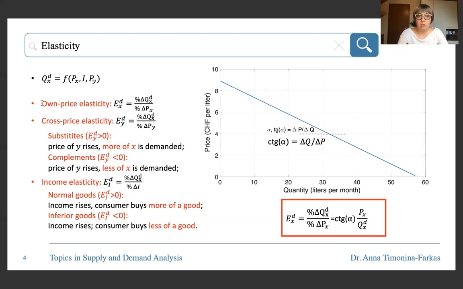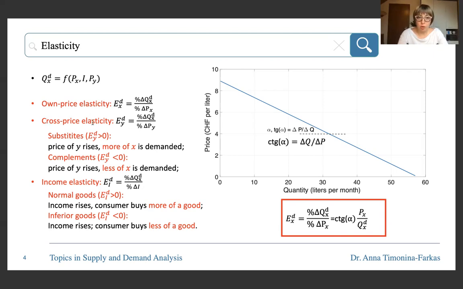So let us start with the own price elasticity, which tells us by how much percent the quantity of good X will vary if we change the price of a good X in the percent also. For example, if one changes price for the good X by 1%, by how many percent will the quantity purchased of this good change?